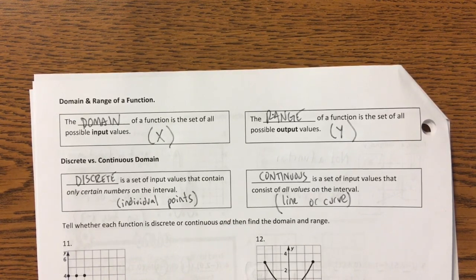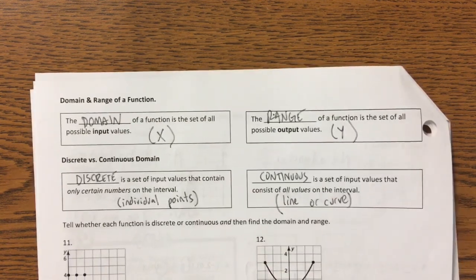For example, the number of people in the room is discrete. There's a specific number. But if I am measuring the temperature of the room, that will fluctuate. You can't get from 70 degrees to 80 degrees without hitting everything in between. It can't just jump. There are no jumps in a continuous function. So let's run through these real quick and first say whether they're discrete or continuous, and then I'll show you how to write the domain and range.